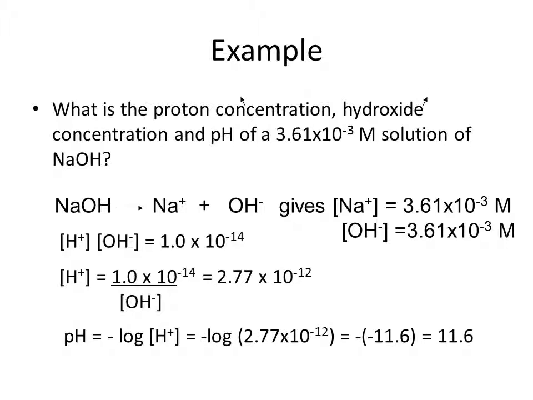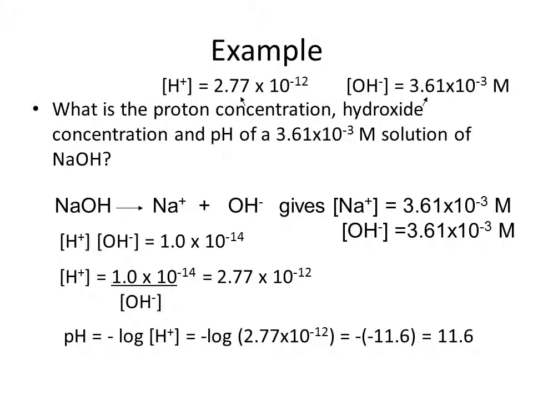I now can take my pH. Now, here's where students sometimes will make an error and they will take a pH of the wrong number. Notice the hydroxide ion concentration is 3.61 times 10 to the minus 3 molar. The proton concentration is 2.77 times 10 to the minus 12. It is proton concentration that we need, not hydroxide concentration. So I take my negative log of the 2.77 times 10 to the minus 12. That will give me 11.6.